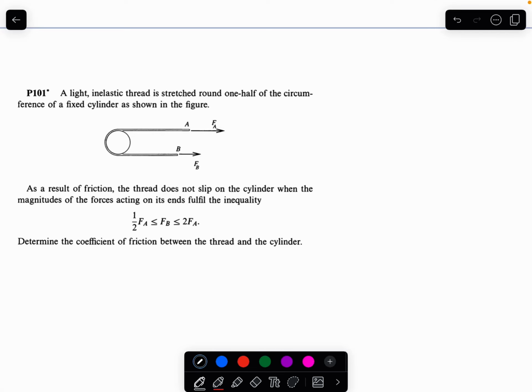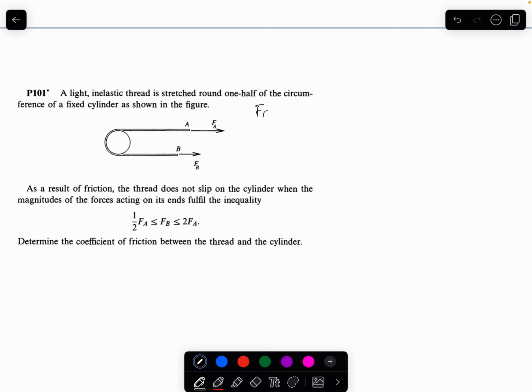Hi guys, and today we're still focusing on our Cambridge Natural Science interview exam, and today we have problem 101. A light inelastic thread is stretched around one half of the circumference of a fixed cylinder, as shown in the figure, and as a result of friction, the thread does not slip on the cylinder when the magnitudes of the forces acting on its sides fulfill the inequality. Determine the coefficient of friction between the thread and the cylinder. So the first thing you need to consider is the symmetry.